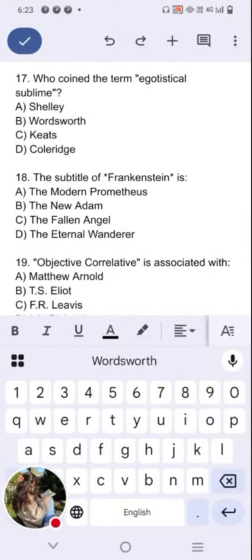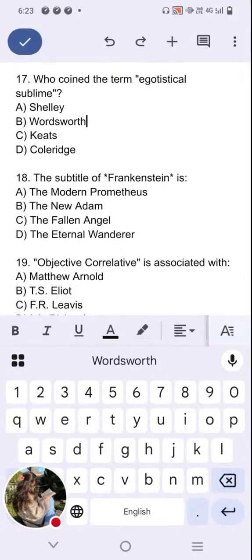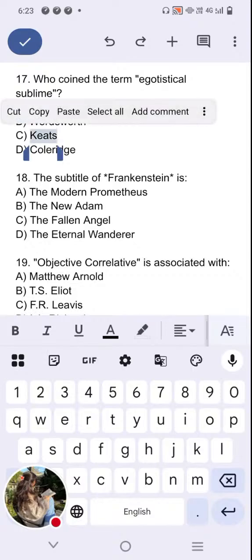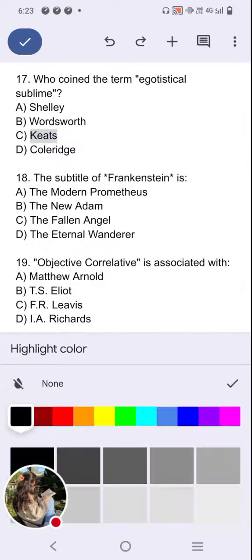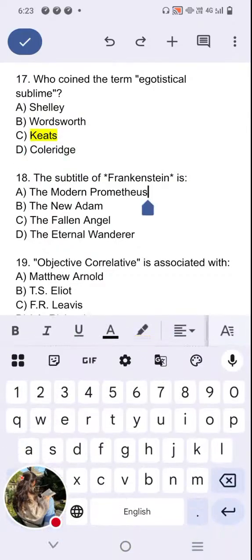And we know all these writers have one concept or the other associated with them. And the right answer is Keats. John Keats coined the term egotistical sublime.